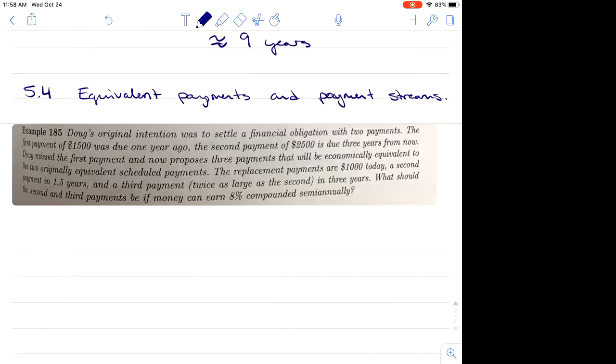The replacement payments are $1,000 today, a second payment in 1.5 years, and a third payment twice as large as the second in 3 years. What should the second and third payments be if money can earn 8% compounded semi-annually?